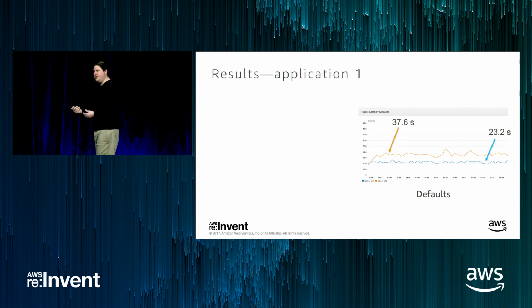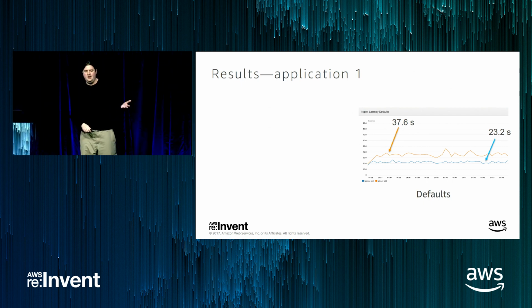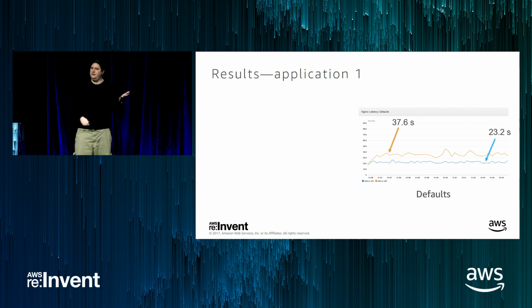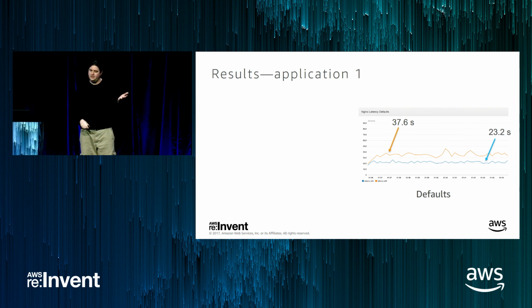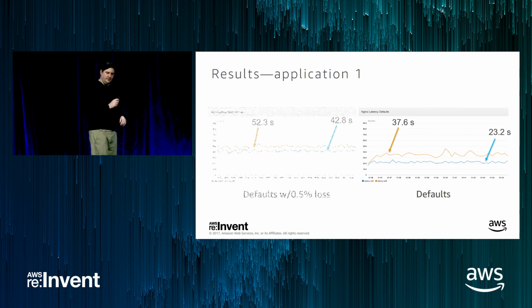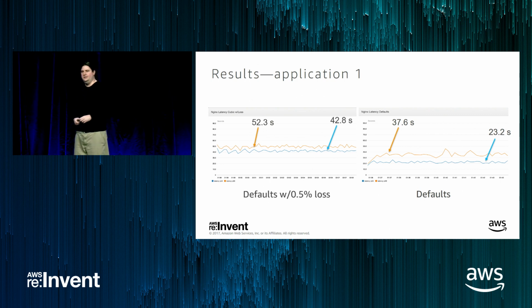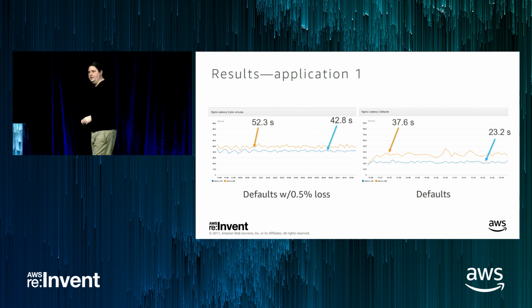OK, so in this experiment, baseline, I haven't added my loss yet. This is just kind of getting things started. My P99, 99% of all my requests ended in 37 seconds or less. 50% of them were 23 seconds or less. Let's add our loss. OK, everything got slower. My P99 is now 52 seconds. My P50 is now 42 seconds. So what can we do?